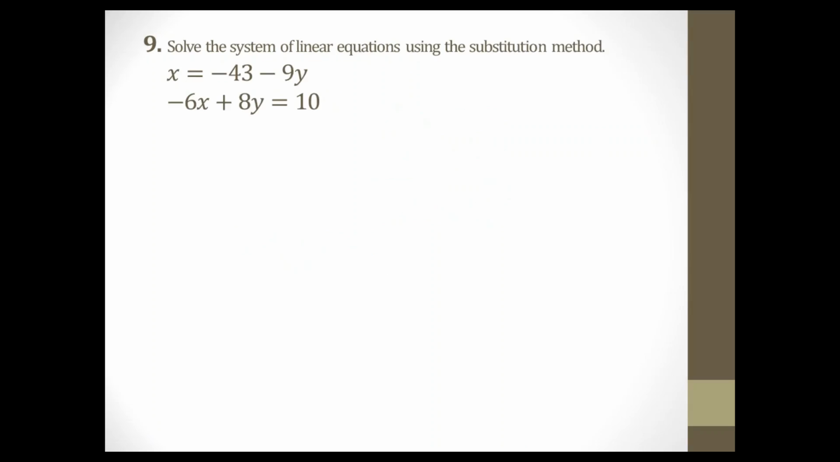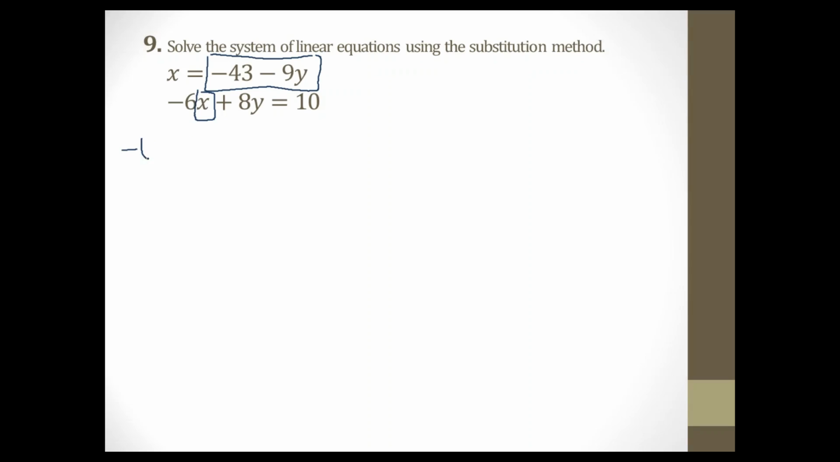Okay. So number 9, solve the system of linear equations using the substitution method. So this is when you want to solve one of your equations for a variable and then take that expression and plug it into or substitute it into the other equation. So in this case, we already have one of our equations set equal to a variable. So we're going to take x equals -43 minus 9y. We're going to take that -43 minus 9y and we're going to plug it in for x in the other equation. So I'm going to just write that out.